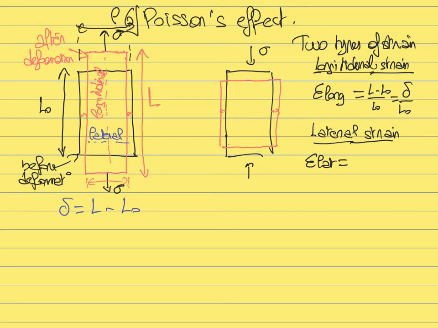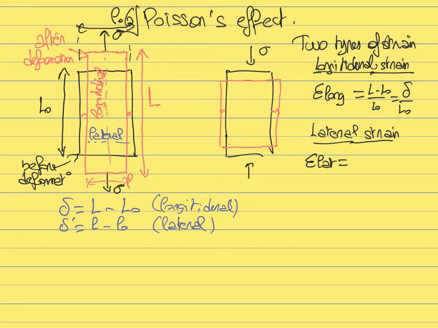So let's call the initial length L naught for consistency, and the new length is going to be L. Then we can define a new elongation, which is going to be the lateral deformation. So this one was delta, the longitudinal direction. Now we can define delta prime, which is the lateral deformation with the same definition. It's going to be the new lateral length L minus the former initial lateral length L naught.